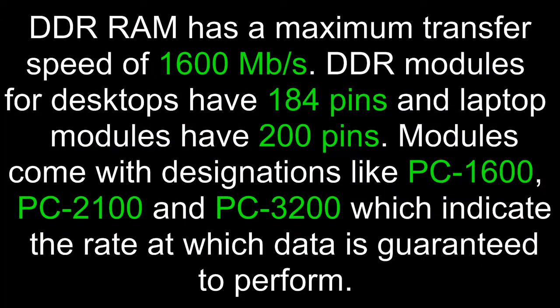DDR-RAM has a maximum transfer speed of 1600 megabits per second. DDR modules for desktops have 184 pins and laptop modules have 200 pins. Modules come with designations like PC1600, PC2100, and PC3200, which indicate the rate at which data is guaranteed to perform.